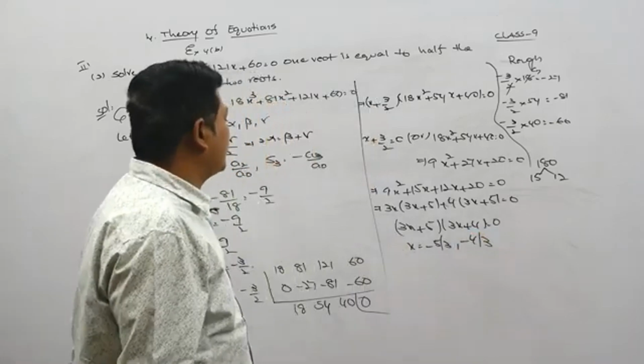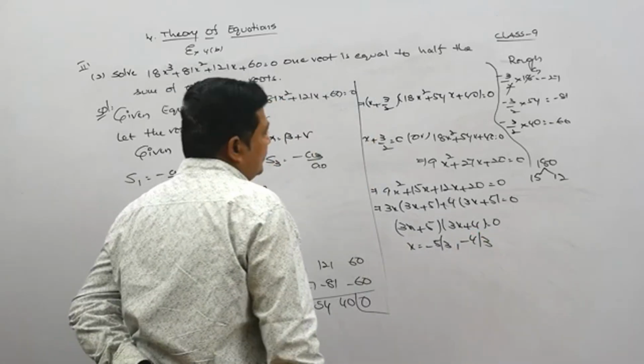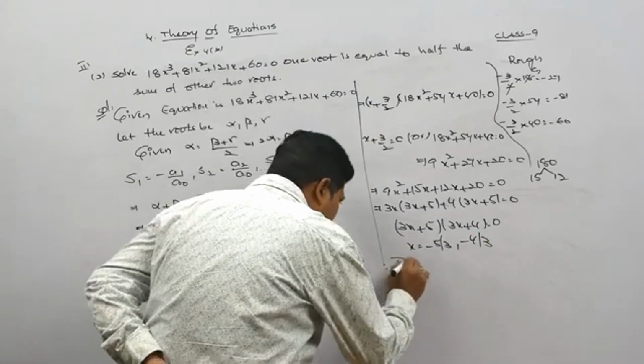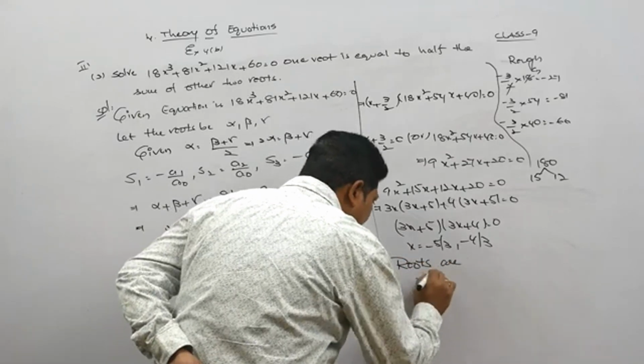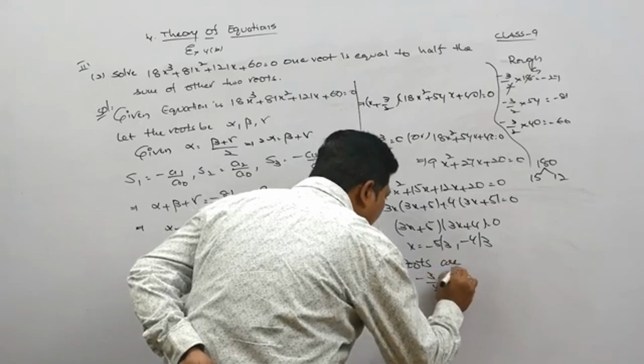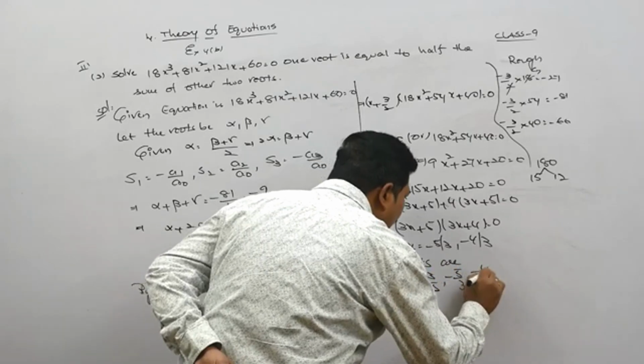Already we got x plus 3 by 2 is equal to 0, x is equal to minus 3 by 2. Therefore roots are minus 3 by 2 comma minus 5 by 3 comma minus 4 by 3.